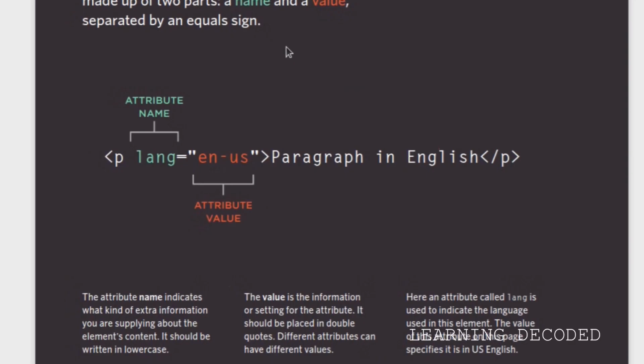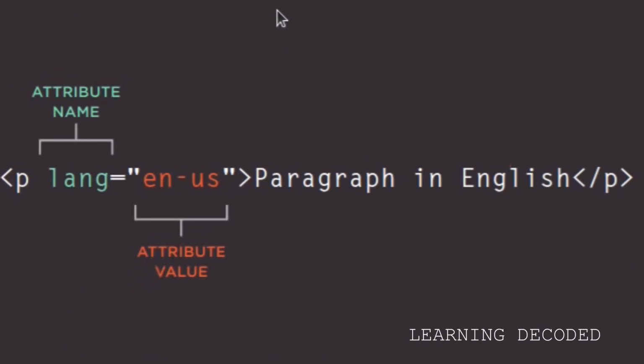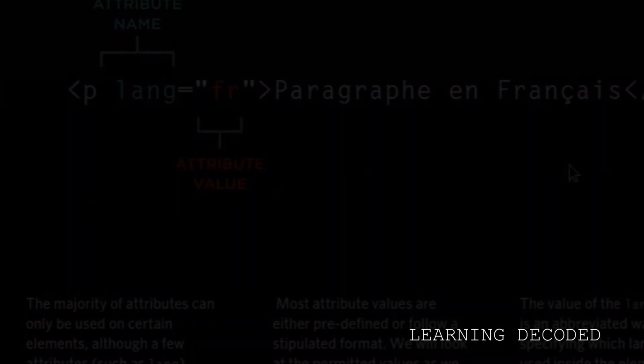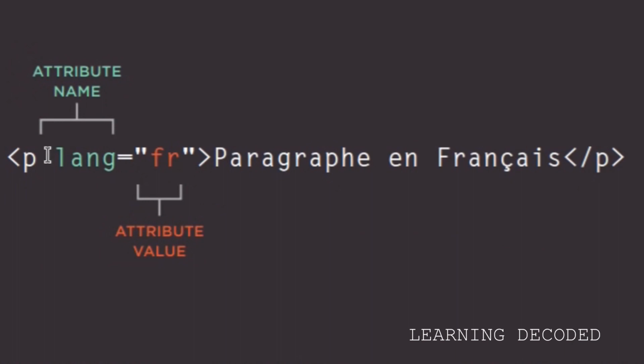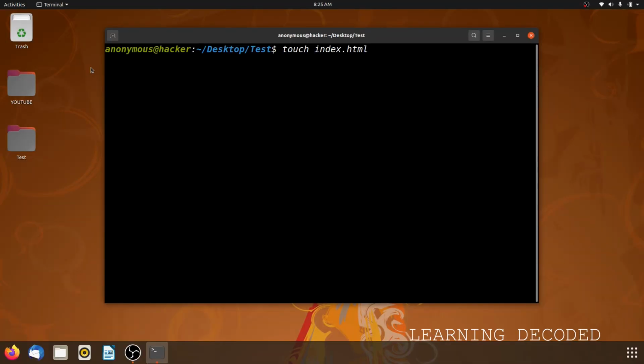Let's talk about attributes. Attributes provide additional information about the contents of an element. They appear on the opening tag of the element and are made up of two parts. Here we can see the thing written in green is the attribute name, and the thing written in red is the attribute value. We will look into another example. Here also the language attribute is the same, but the value has been changed to French and the paragraph now used is French. Now we will head into our directory and create an HTML file and name it index.html.